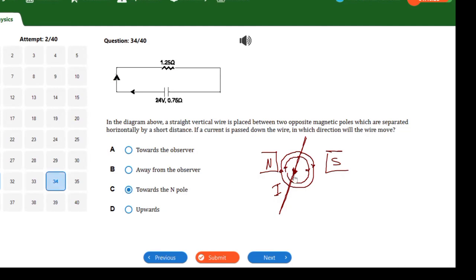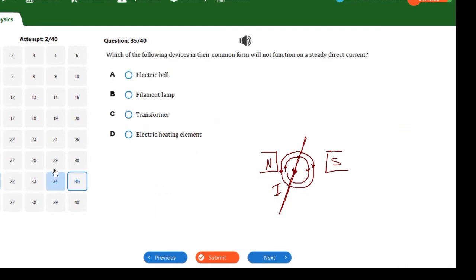Had the direction of the current been facing upward, it would be the reverse of the case, moving toward the South Pole. Is that clear? So we're going to use the right hand grip rule, not Fleming's. The right hand grip rule is what we're going to use here. So that is about question 34.